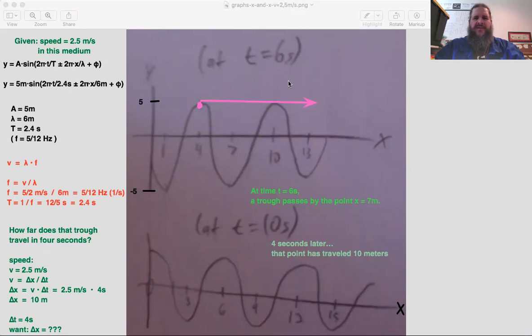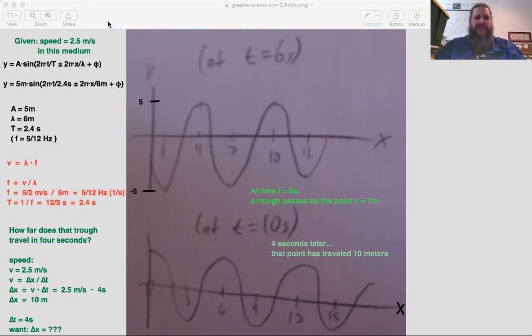So if we take a look at x equals 14 on the other graph, what's going on at x equals 14 on the other graph? Is that a crest? No. Yeah, it doesn't really look like it. So the crest at 4 meters is not moving to the right, because if it did, it would get to x equals 14 by 10 seconds. And it doesn't look like there's a crest at x equals 14. So that's not going to work. So we know it's not moving to the right.